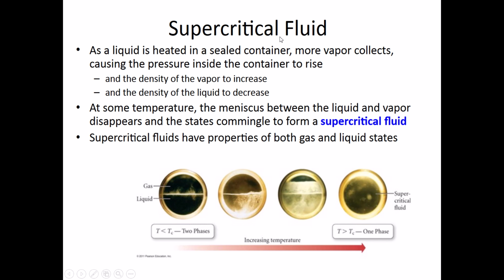So supercritical fluids occur at the critical point and above. Okay, and this is where we can't distinguish between the gas and the liquid. So if we look at the first circle here, our liquids on the bottom, our gases on the top. If we increase the temperature and we increase the vaporization, so liquid molecules are becoming gas, eventually we reach a point at very high temperatures and high pressures where we can't tell where the liquid and the gas phases are anymore. They're indistinguishable. They become one supercritical fluid. And the supercritical fluid has the properties of both the gas and the liquid state.